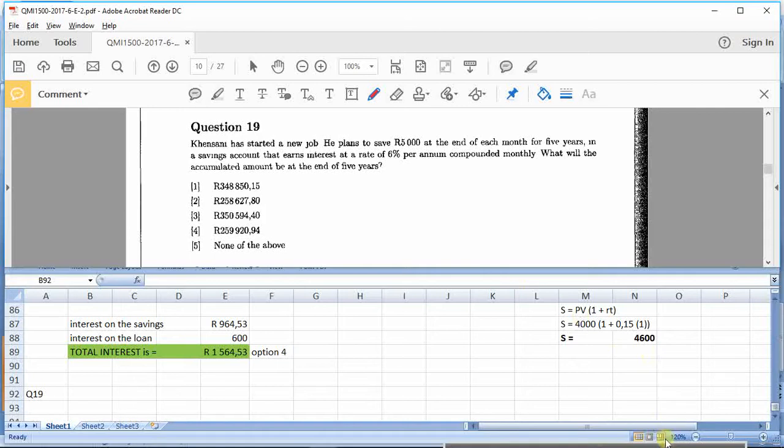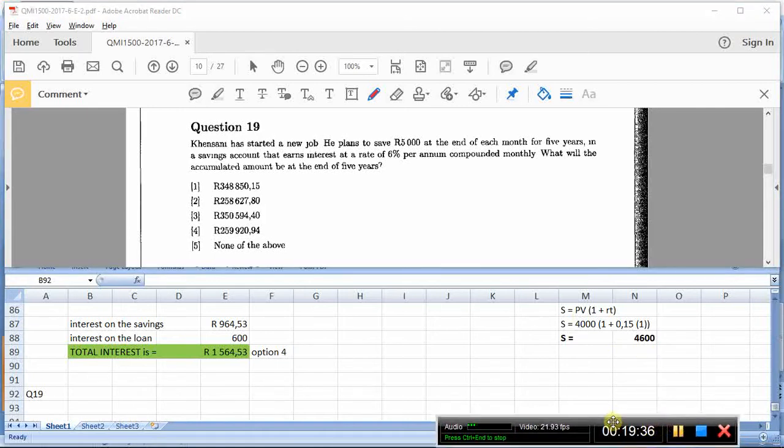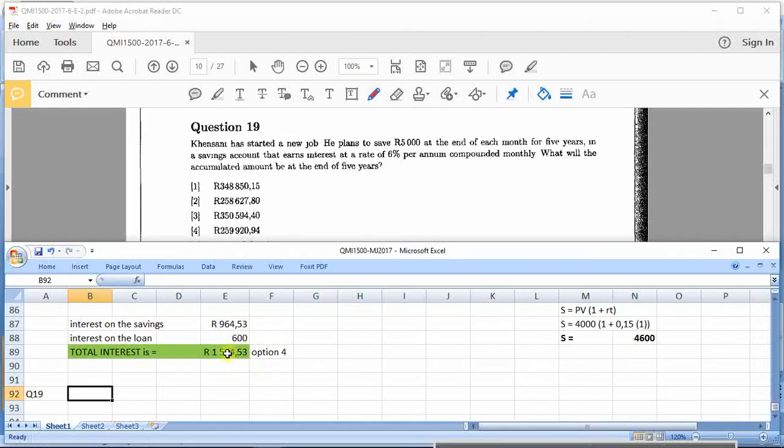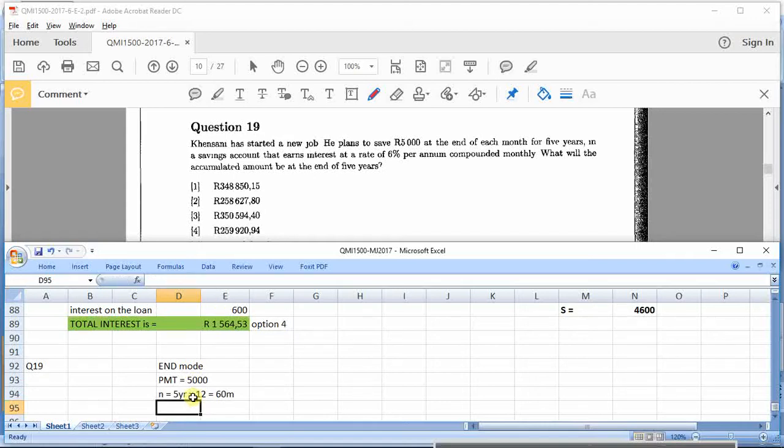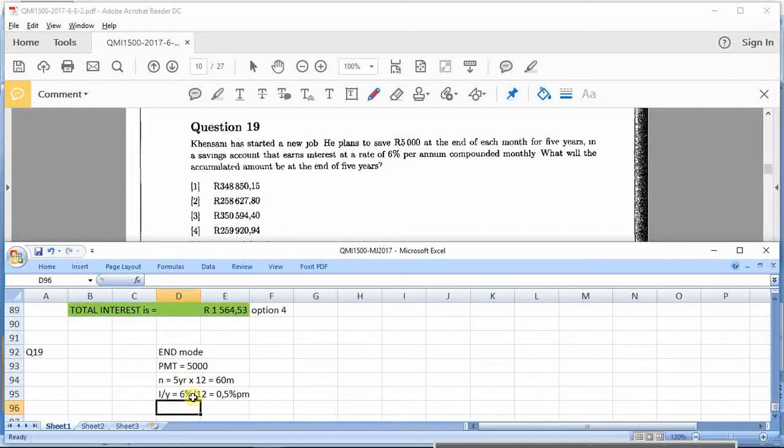Alright, so 19. K started a new job. He plans to save 5,000 at the end of each month. So N mode, PMT is 5,000, for 5 years at the end of each month. So N is 5 years times 12, which is 60 months. It's in a savings account that earns interest at 6% per annum compounded monthly. So I over Y is 6% divided by 12, which is 0.5% per month. What is the accumulated amount at the end of 5 years?